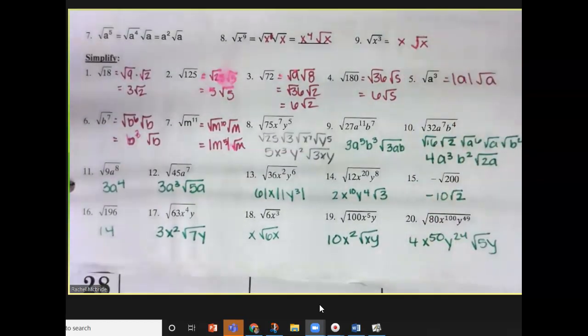My poor little worksheet. Got water on it.